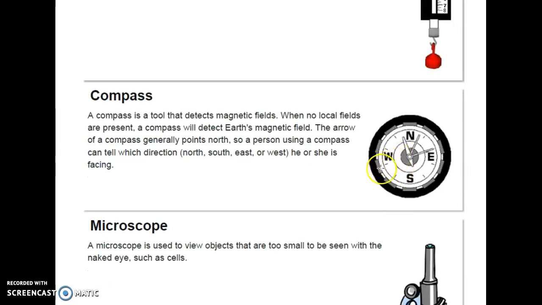A compass. A compass is a tool that detects magnetic fields. When no local fields are present, a compass will detect Earth's magnetic field. The arrow of a compass generally points north, so a person using a compass can tell which direction, north, south, east, or west, he or she is facing. So this one tells us direction.